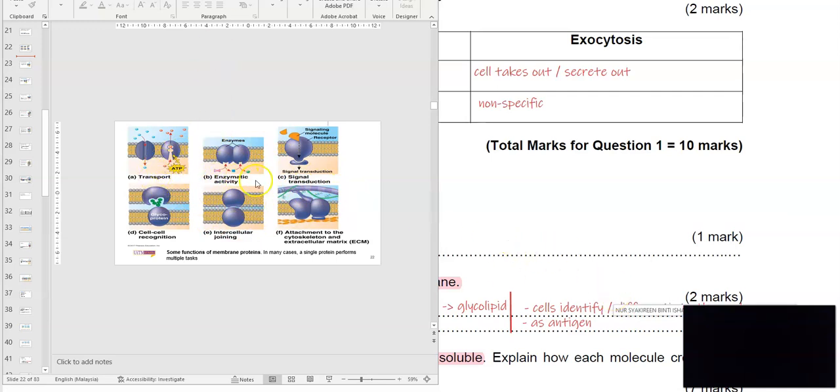Okay, transport protein, enzyme, signal transduction, cell recognition, intercellular joining, such as the desmosome, for example, and then attached to the cytoskeleton and also ECM, to enhance the structure of the membrane. So this one only applies for animal cells, as animal cells do not have any cell wall.